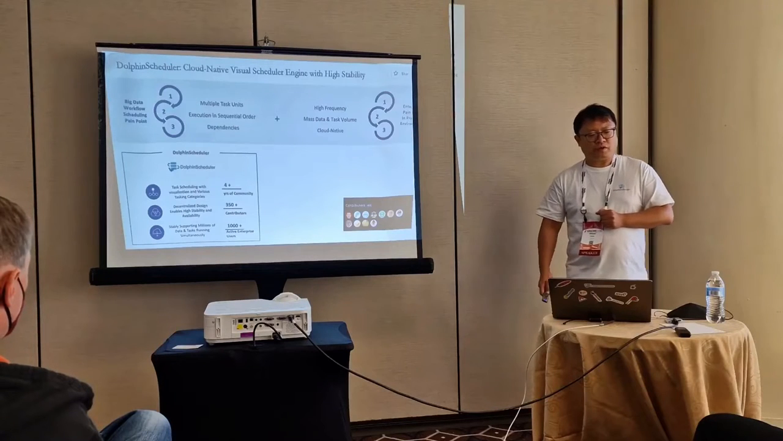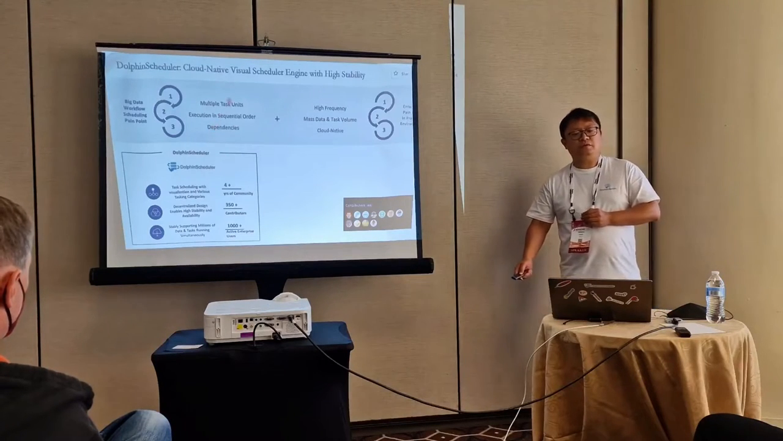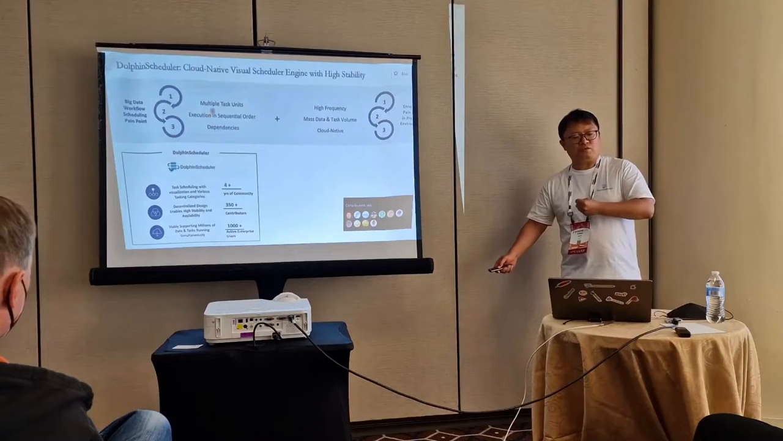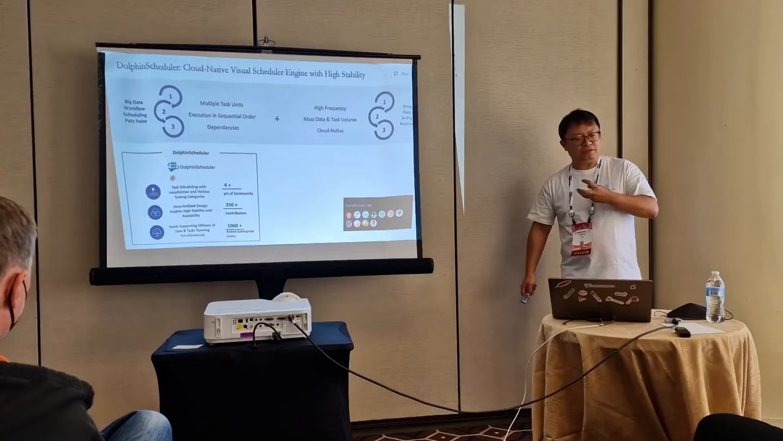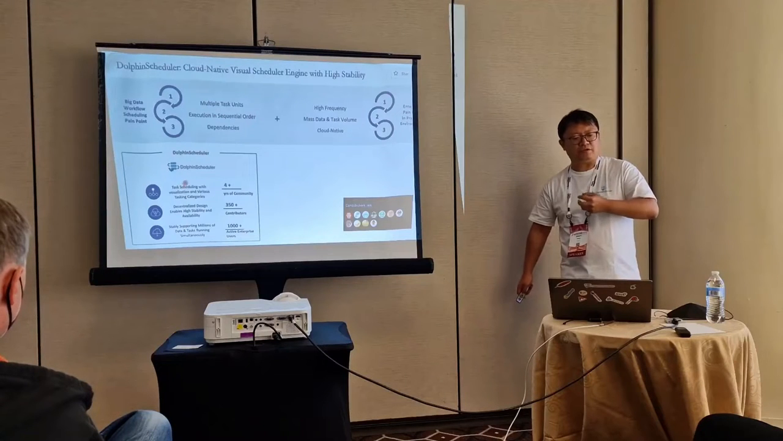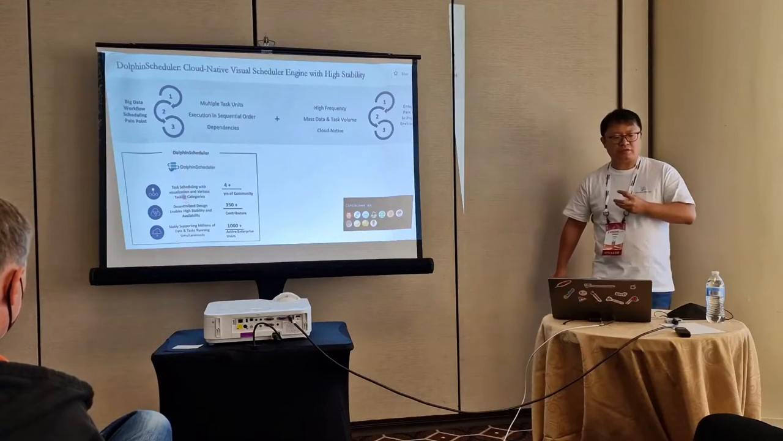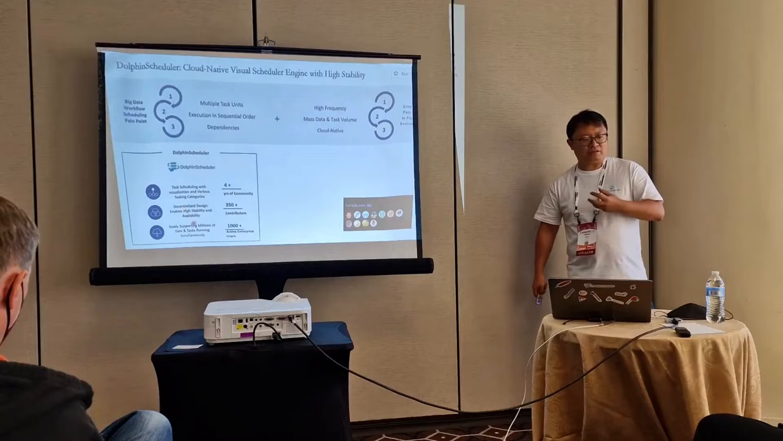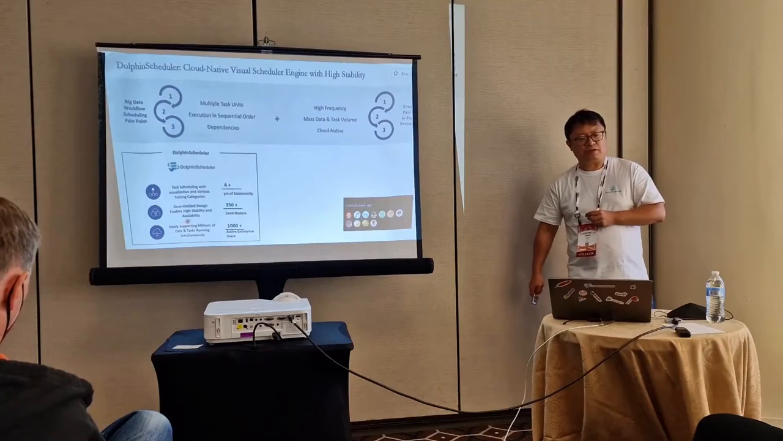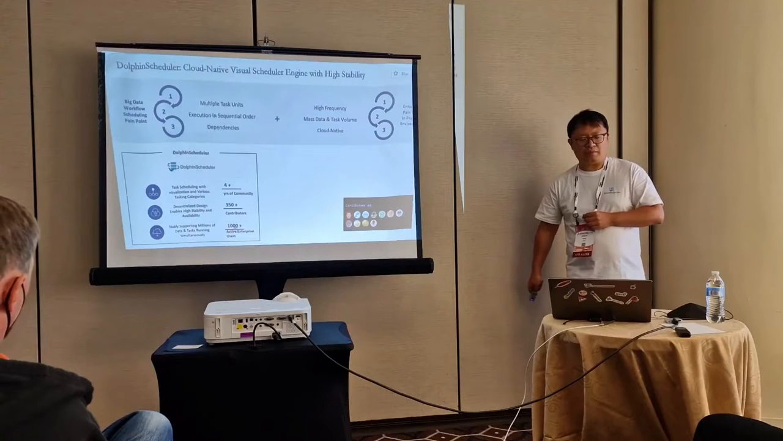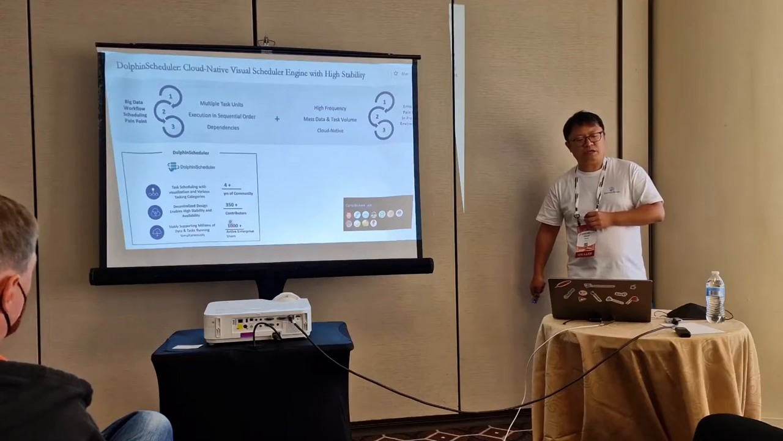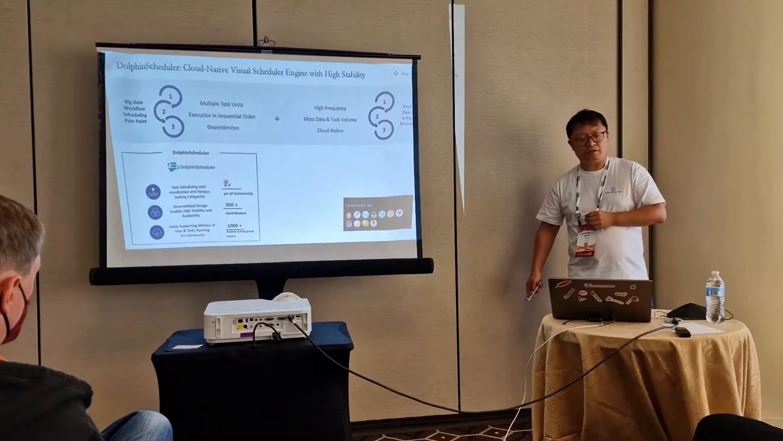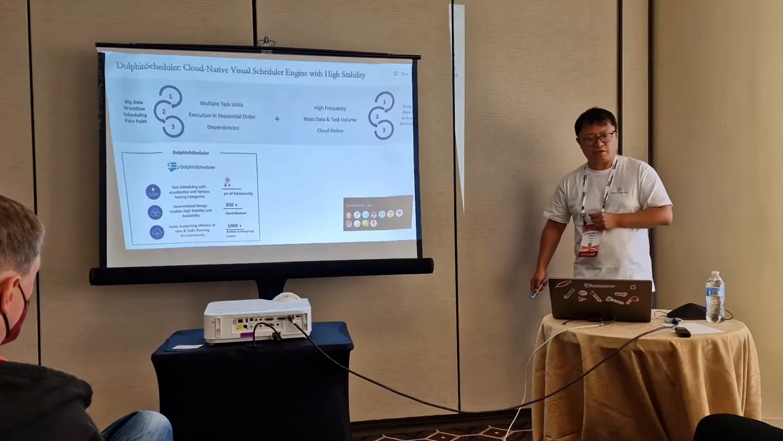DolphinScheduler is a cloud native scheduler engine with high stability. It can solve the problem of multi-task dependencies and triggers, and it schedules with visualization across various task categories. It's a decentralized design with high stability and availability, and it can now support millions of data and tasks running simultaneously. Now there are about 1,000 active enterprise users and more than 400 contributors. And it was open sourced 4 years ago.